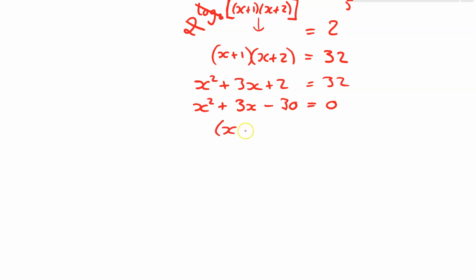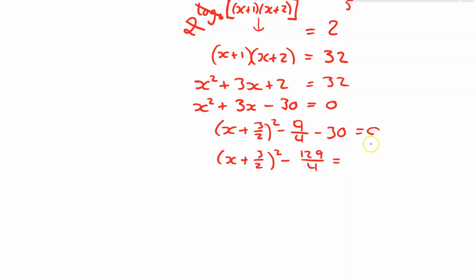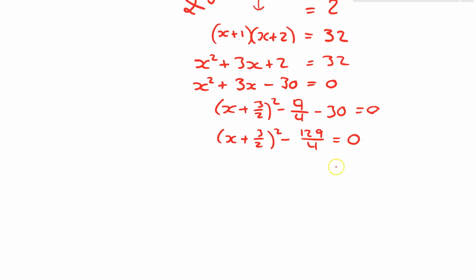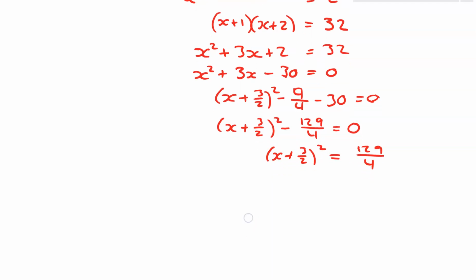So I'm going to complete the square: x plus 3 over 2, squared, minus 9 over 4, minus 30. 4 30s is 120, so minus 129 over 4. So x plus 3 over 2 is the square root of 129 over 4, and then take off the 3 over 2. Negative 3 over 2 plus or minus the square root of 129 over 4.